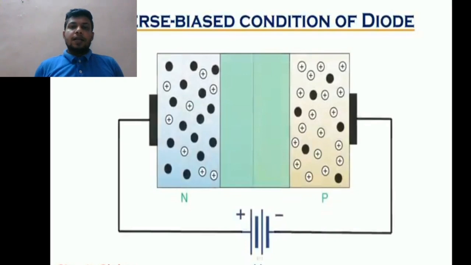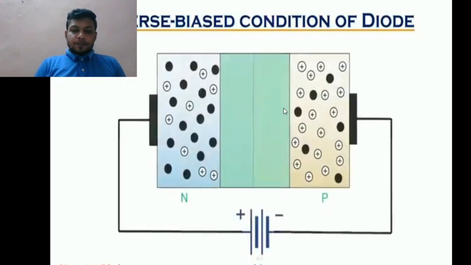Here we can see that the depletion region is wide, and the flow of current is very negligible. However, a small amount of saturation current flows through the diode. It's also known as reverse saturation current.